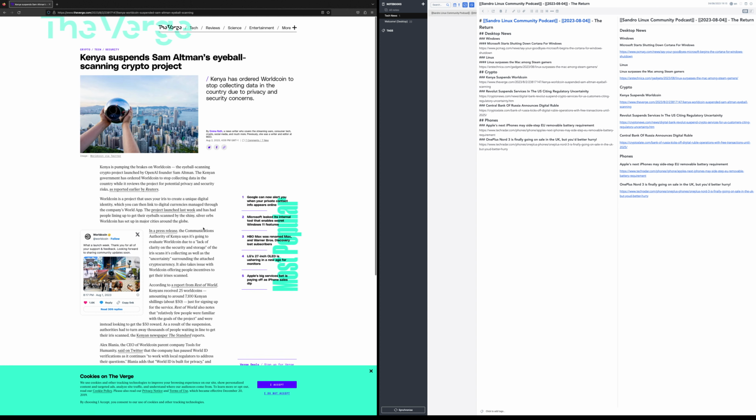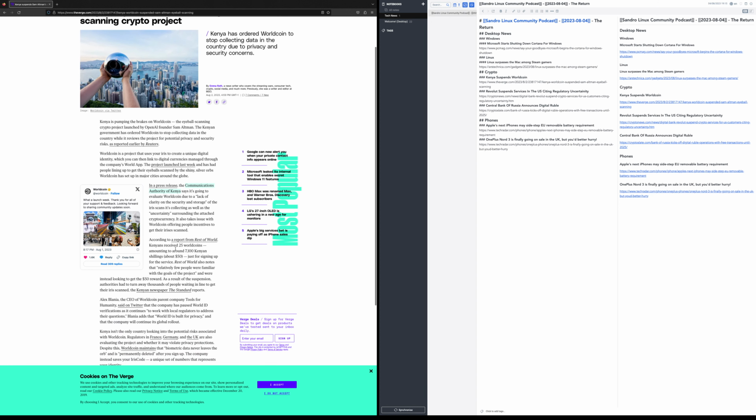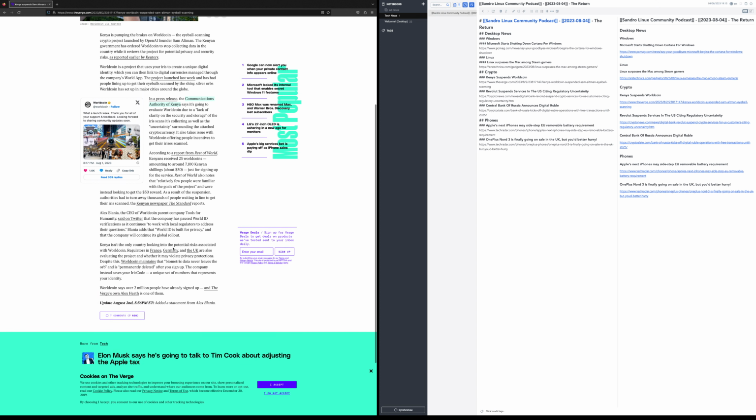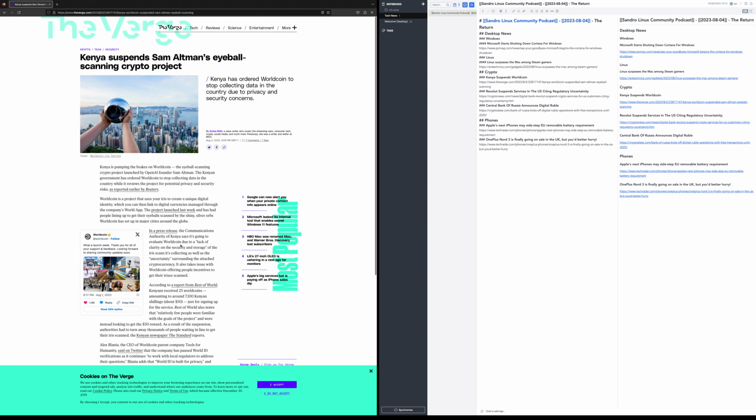But the Communications Authority of Kenya seems to not be a big fan of WorldCoin, since they said it has a lack of clarity on security and storage of the iris data being collected. They also say there's uncertainty around the cryptocurrency. Of course, getting people to scan their irises for cryptocurrency does sound like something that would raise some red flags, especially for regulators.